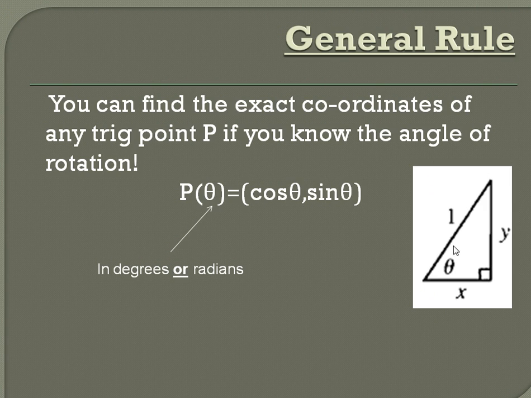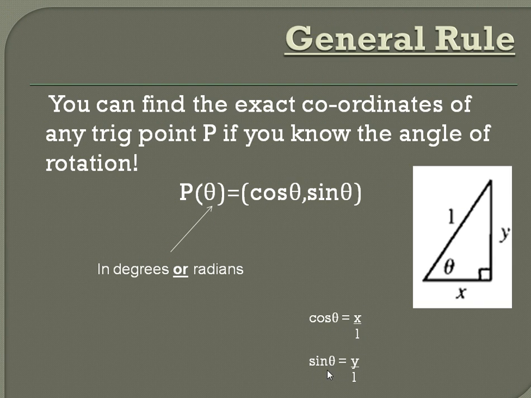So if I were to look at this angle and the trig ratios, sine and cosine, I would be able to come up with this ratio. The cosine of theta, which is the adjacent over the hypotenuse, is equivalent to x over 1. And anything divided by 1 results in itself. So that means the cosine of theta is equal to x.